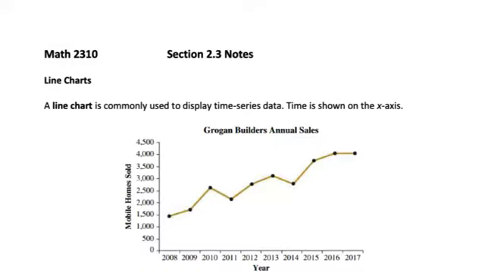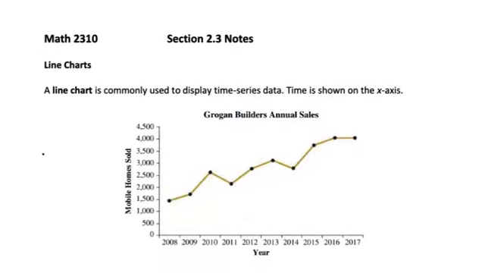In this video for section 2.3, we're going to talk about a few more types of data displays. The first is a line chart. We often use a line chart if we want to display time series data, or data that is taken over a period of time at multiple points. We put time on the x-axis. So in this example here, for the builder's annual sales, we have year on the x-axis.